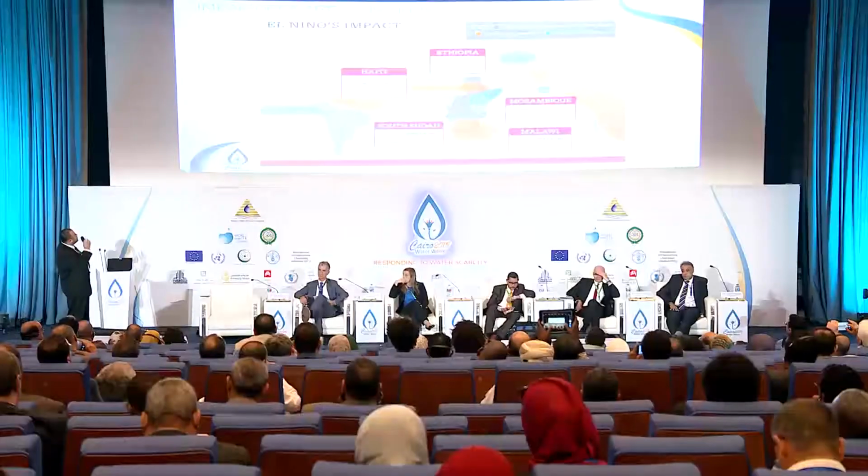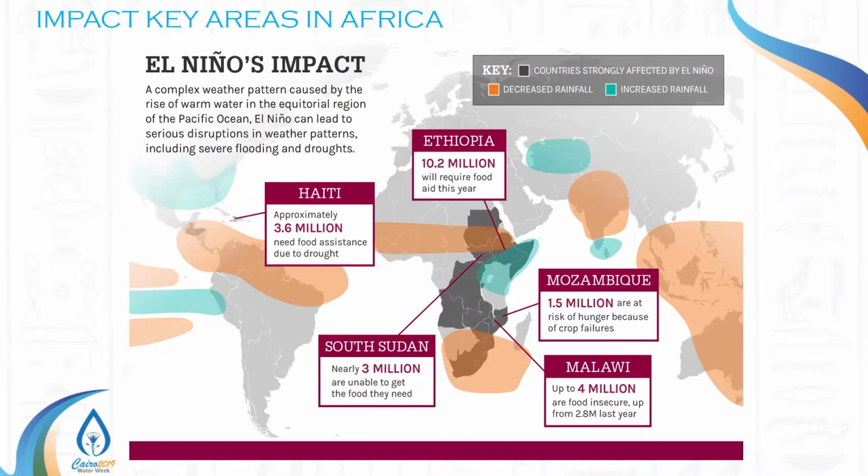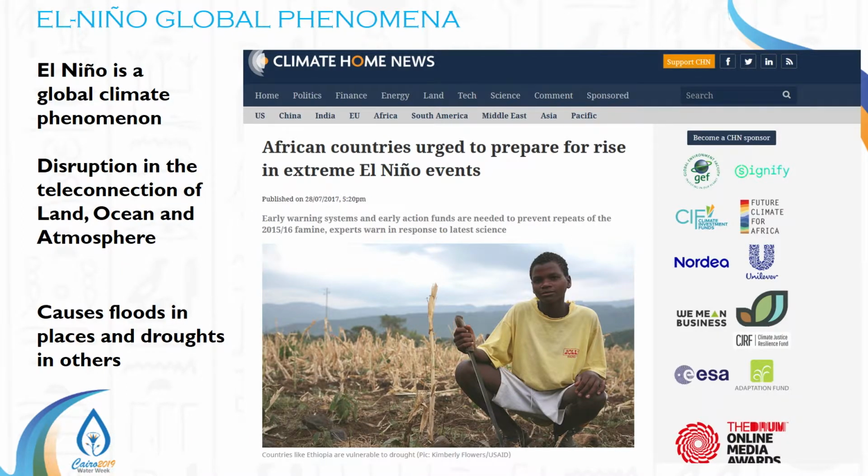Another way of representing El Nino, as you can see here, different regions, different areas. Areas which might be under stress right now, which might be suffering from water stress, might be suffering from water scarcity in the future. And there has been a lot in the media and news talking about El Nino, and African countries are urged to prepare for the rise in extreme El Nino events. So it is happening, and it will keep on happening, and maybe nobody is aware of what might be happening in the future because of these kinds of disruptions which are happening around us.